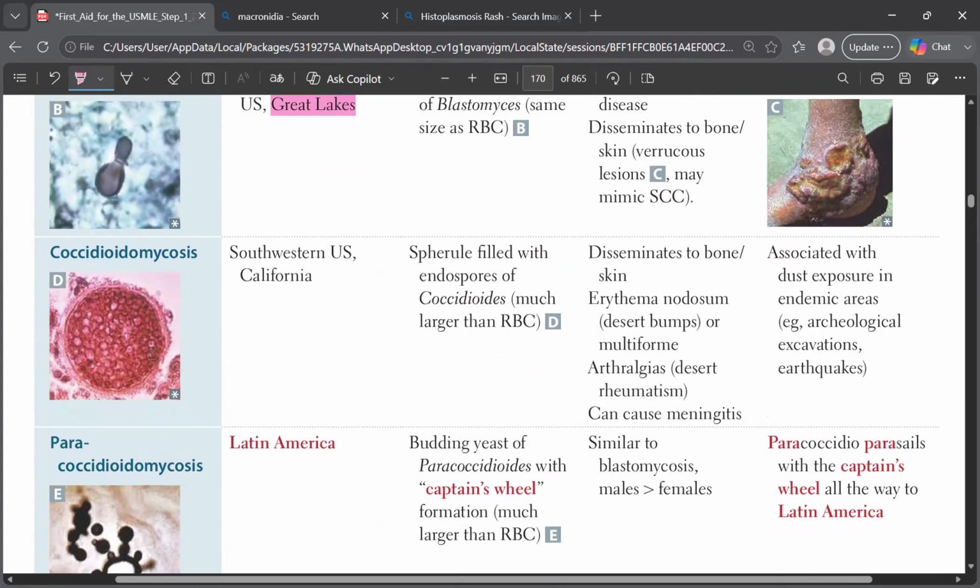So basically, this spherule, which is filled with endospores of coccidioides, disseminates to bone and skin and causes erythema nodosum, desert bumps, or multiforme arthralgias, desert rheumatism. So desert bumps and desert rheumatism, these are new words for me, and they can cause meningitis as well. It is associated with dust exposure in endemic areas, for example archaeological excavations and earthquakes.